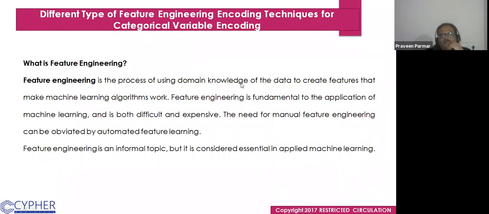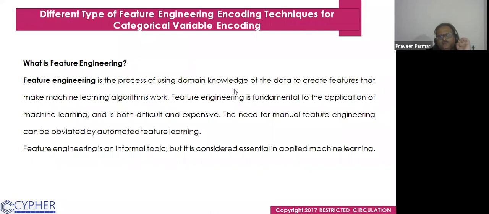Now we see different types of feature engineering encoding techniques for categorical variable encoding. Feature engineering is the process of using domain knowledge of the data to create features that make machine learning algorithms work. Feature engineering is fundamental to the application of machine learning and is both difficult and expensive. The need for manual feature engineering can be obviated by automated feature learning. Feature engineering is an informal topic, but it is considered essential in applied machine learning.